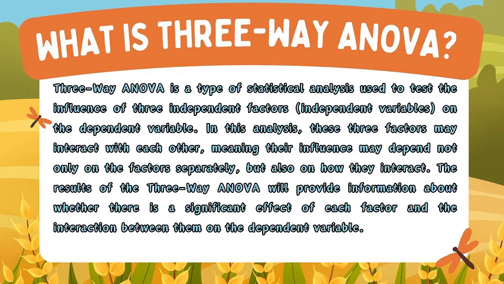So, what is three-way ANOVA? Three-way ANOVA is a type of statistical analysis used to test the influence of three independent factors or independent variables on the dependent variable. In this analysis, these three factors may interact with each other, meaning their influence may depend not only on the factors separately, but also on how they interact. The result of the three-way ANOVA will provide information about whether there is a significant effect of each factor and the interaction between them on the dependent variable.